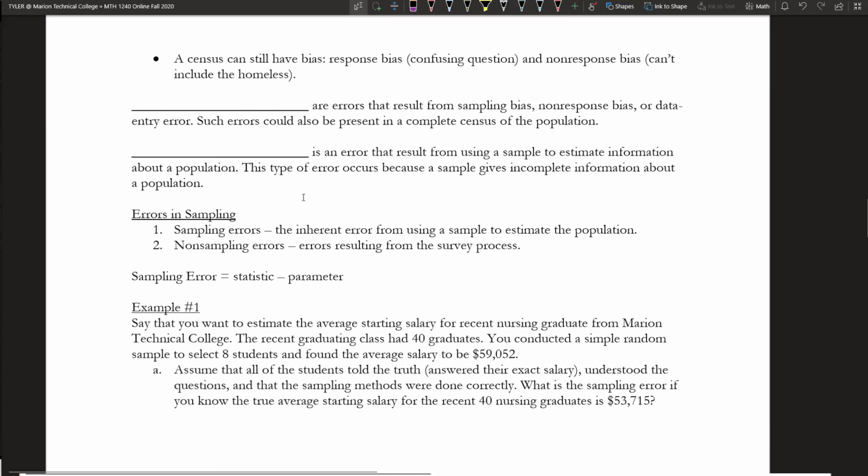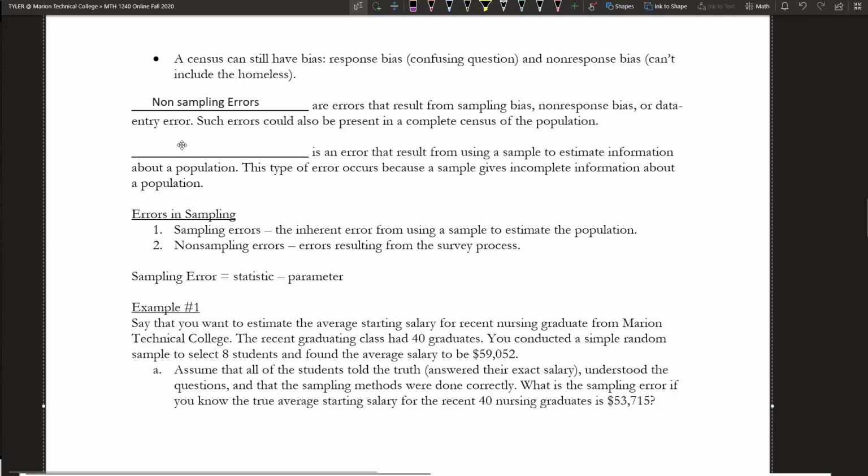Right. So now what I want to do is define two types of errors that occur in sampling. So the first one is called non-sampling errors. Right, so non-sampling errors are errors that result from sampling bias, non-response bias, or data entry error, and such errors could also be present in a complete census of the population.